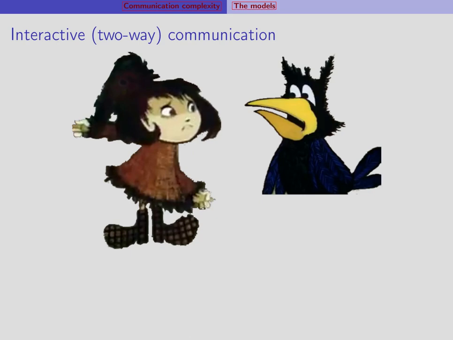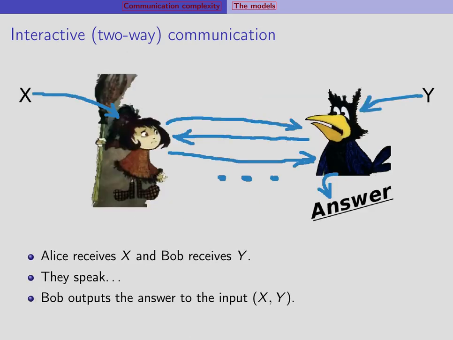The interactive, or two-way, setting goes as follows. In the beginning, Alice receives x, Bob receives y. These are two parts of the input. After that, they speak, so back and forth they exchange messages for as long as they wish. At some point, they decide that they are ready to answer, at which point Bob outputs the answer, which must be a correct answer with respect to the received input pair x, y.